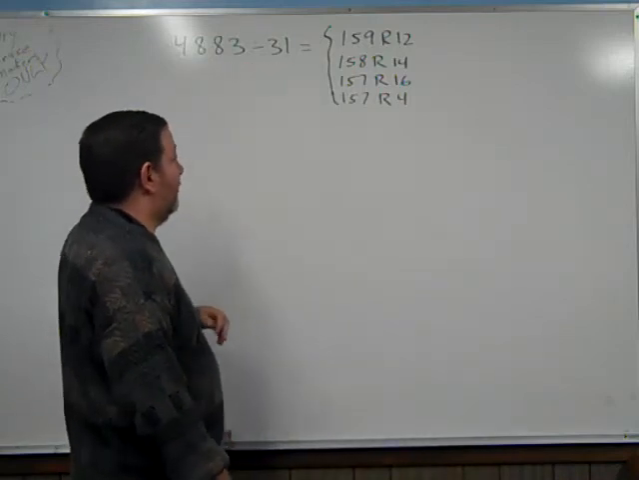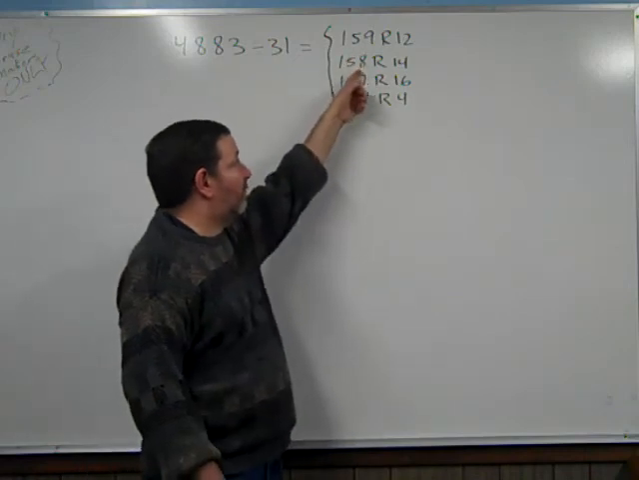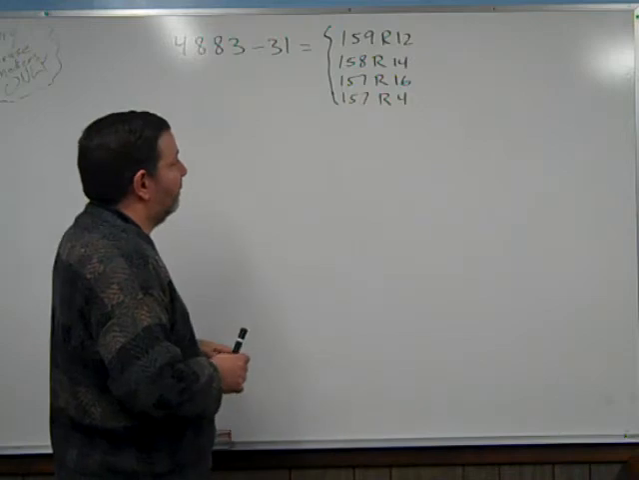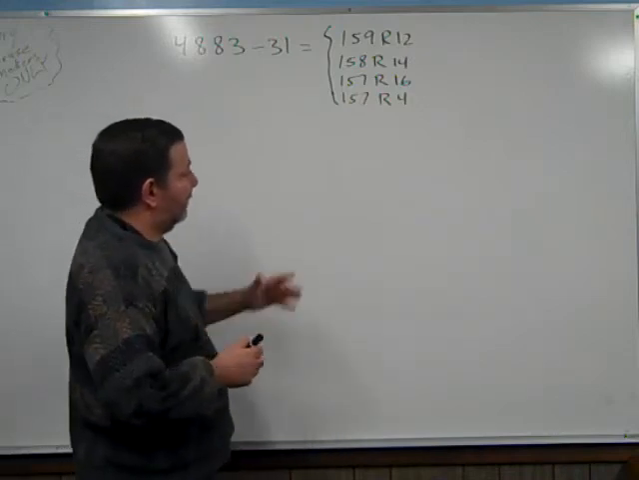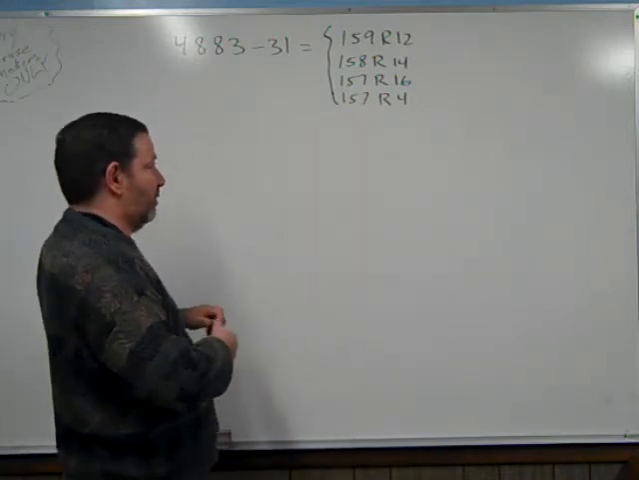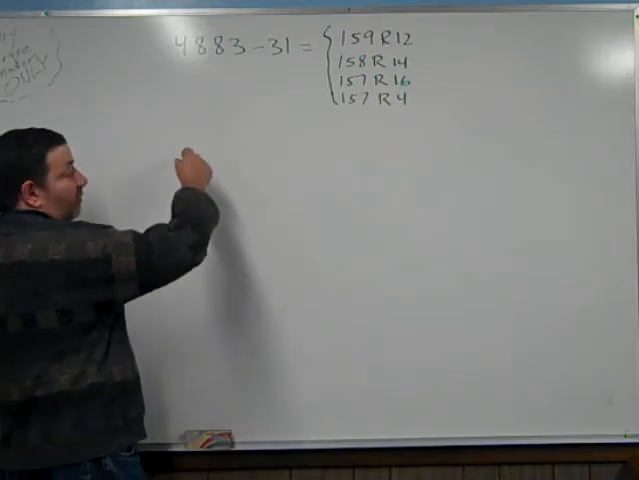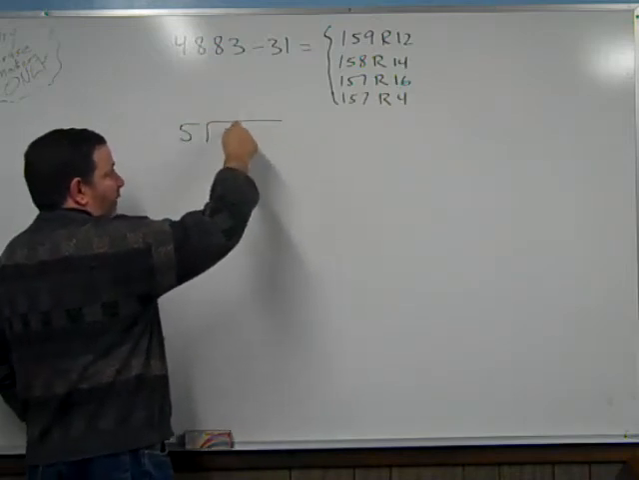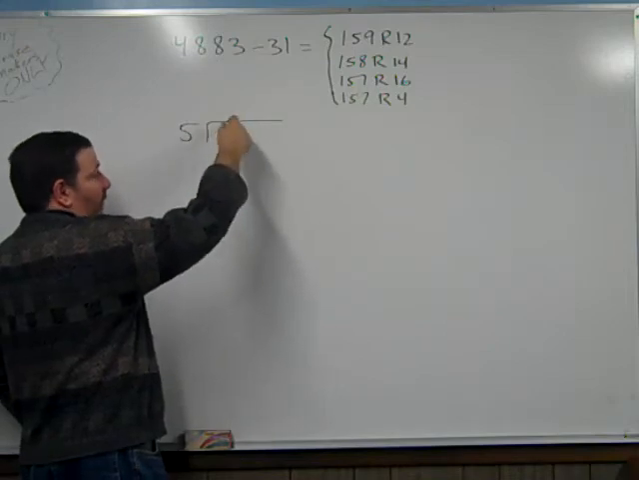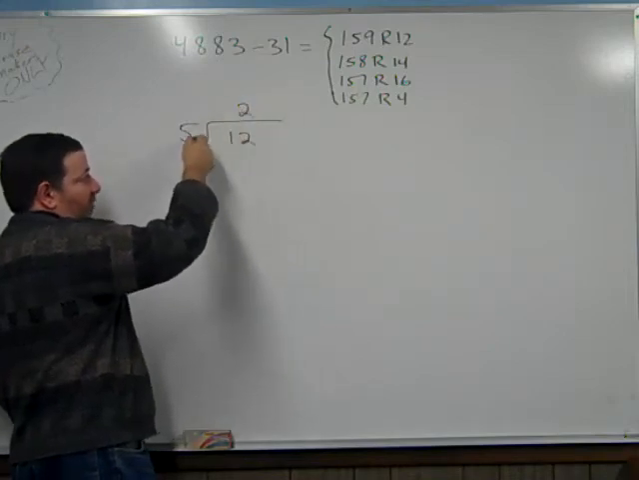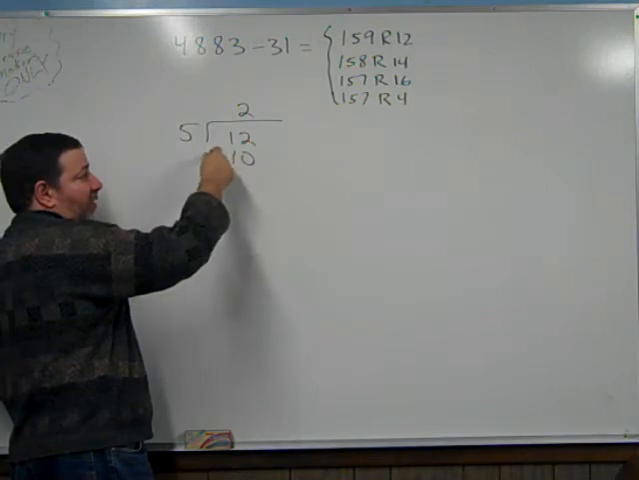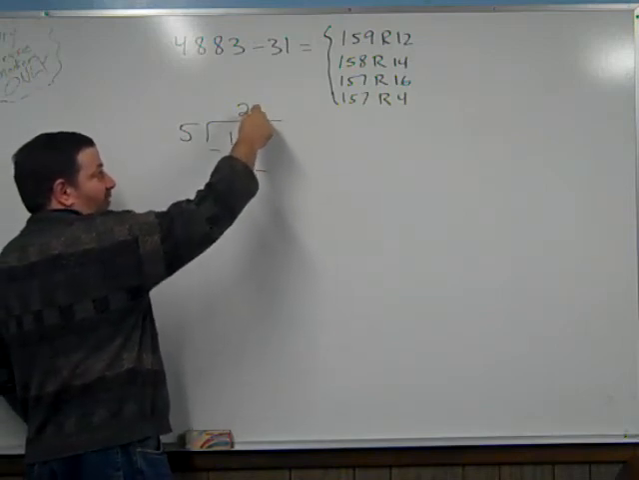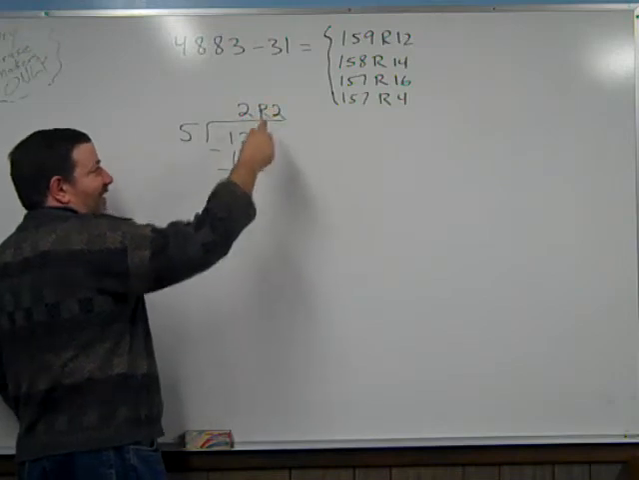4883, when you divide it by 31, which of these four choices is correct? Now, first of all, let's talk about what such an answer means. Let's do it using a simple problem. If you do 5 into 12, 5 goes into 12 2 times. 2 times 5 is 10. You subtract, you get 2. That's the remainder. It's 2, remainder 2.